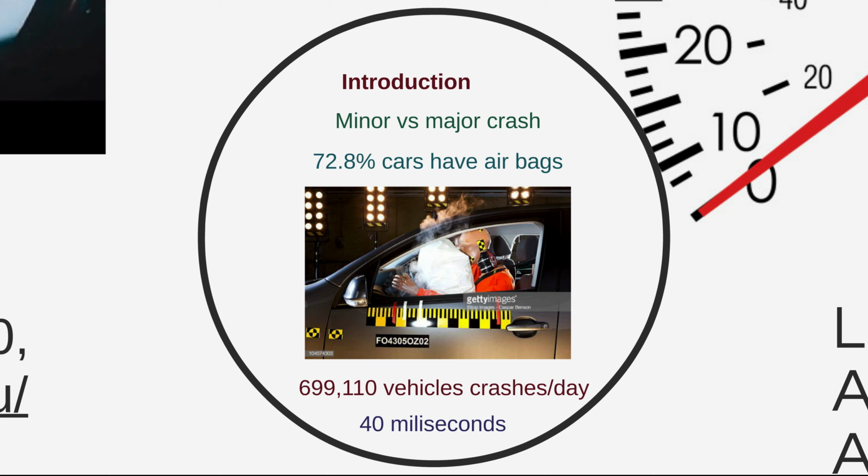It is also worthy of noting that 72.8% of cars have airbags. This means that many people rely on this technology. Also, 699,000 vehicles crash every year only in Mexico. This means that a lot of people crash and there is a lot of use for airbags. Also, it is worthy of noting that airbags must deploy in less than 40 milliseconds in order to be completely effective and safe.